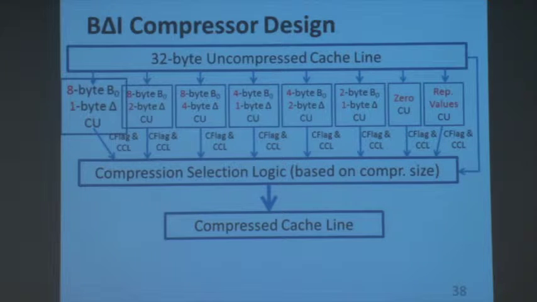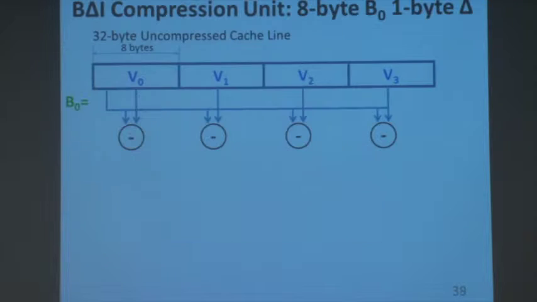OK, is that clear? So there are multiple different compressions, because we don't know what kind of data is there. So we need to try different combinations. This is like an educated guess. You can think about other sizes. But we found in experiments that this is enough in general, and it's reasonably complex.